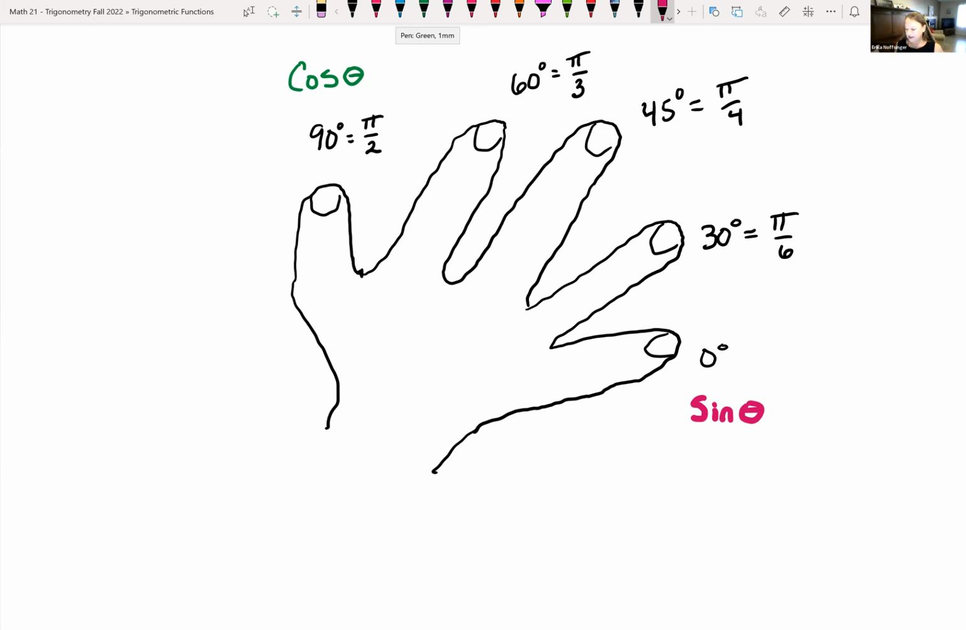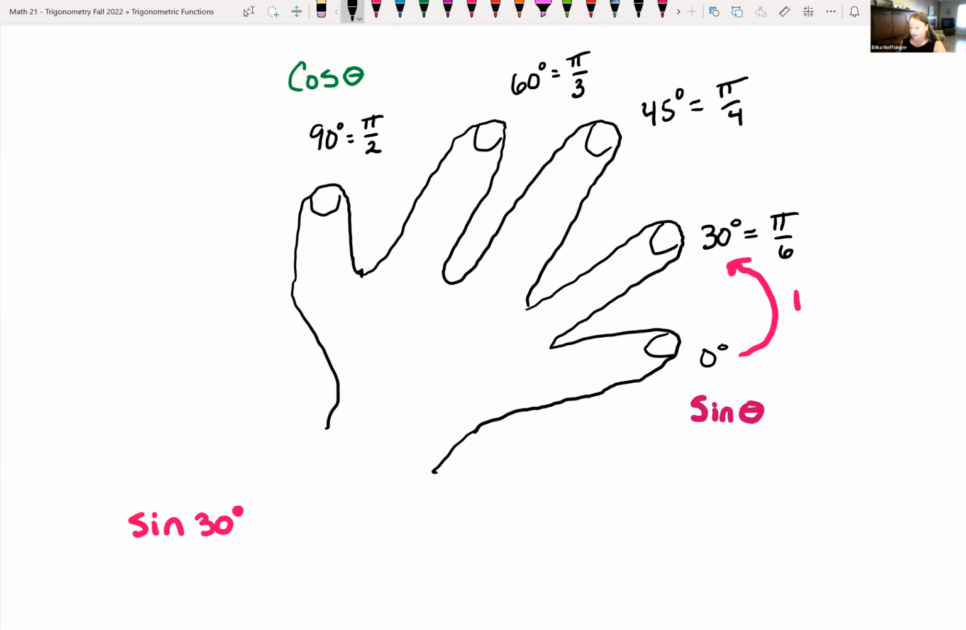I remember cosine's at the top, sine's on the bottom, thinking of the alphabet, that C comes before S in the alphabet. So that's just how I remember which one goes where. And so looking at this, let's look at sine of 30 degrees. I'm looking at how many fingers I would count from my pinky to get up to the 30 degrees. Well, this is just one finger.